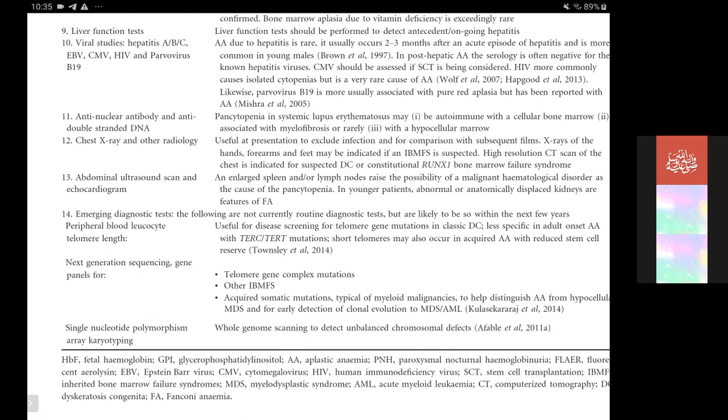Acquired somatic mutations are typical of myeloid malignancies, to help distinguish aplastic anemia from hypercellular MDS, and for early detection of clonal evolution to MDS.